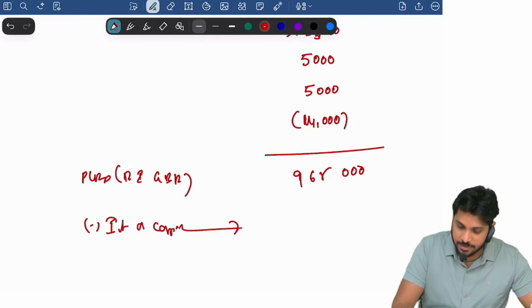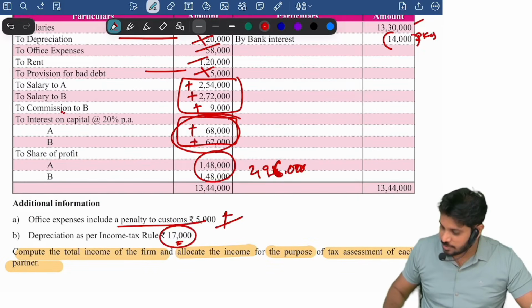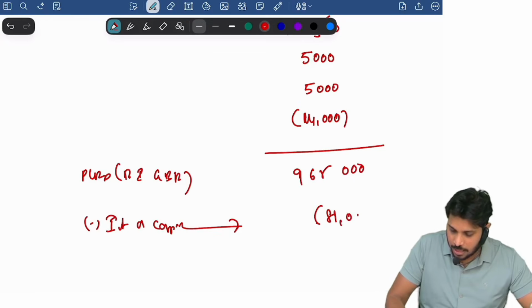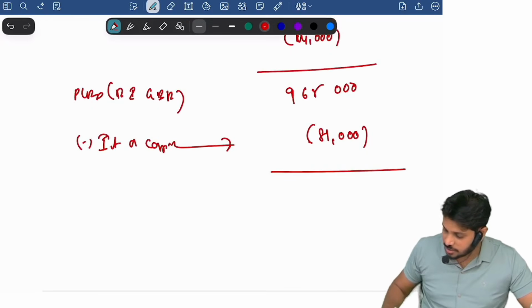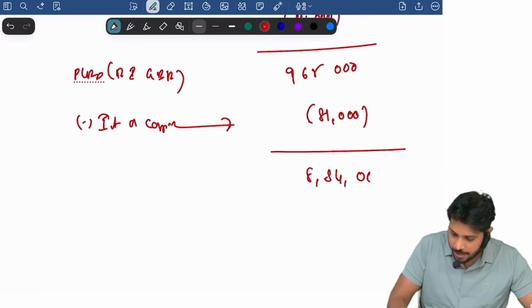Correct? 12% only. We know for 20% it is this much, 1,35,000 divided by 20 into 12. How much? 81,000. Am I right? Now book profit is how much? Book profit is 8,84,000. Correct? This is book profit.